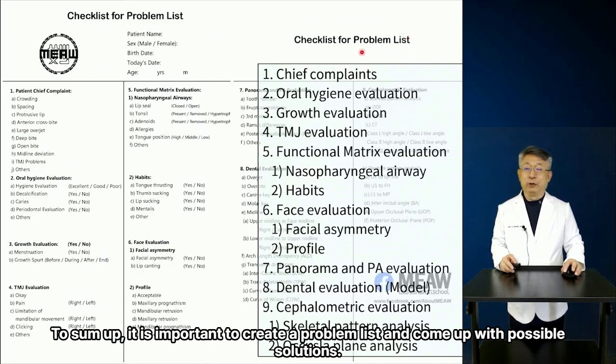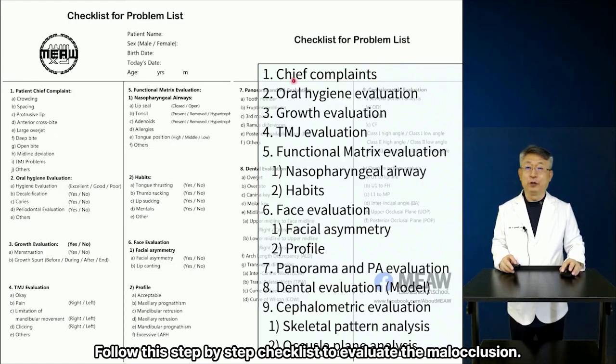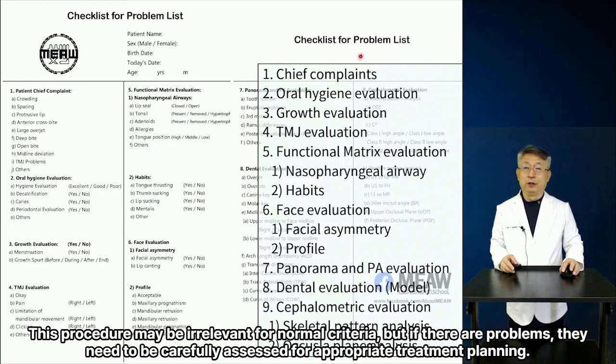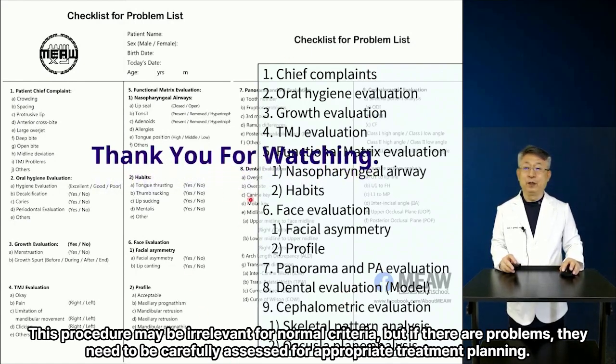To sum up, it is important to create a problem list and come up with possible solutions. Follow this step-by-step checklist to evaluate the malocclusion. This procedure may be irrelevant for normal criteria. But if there are problems, they need to be carefully assessed for appropriate treatment planning.